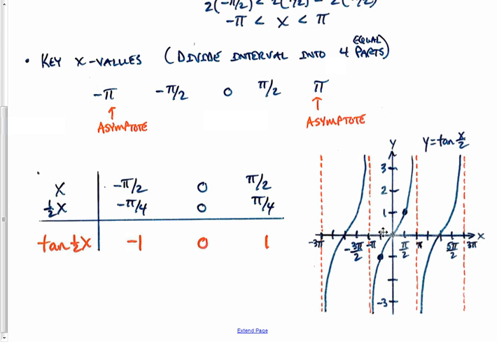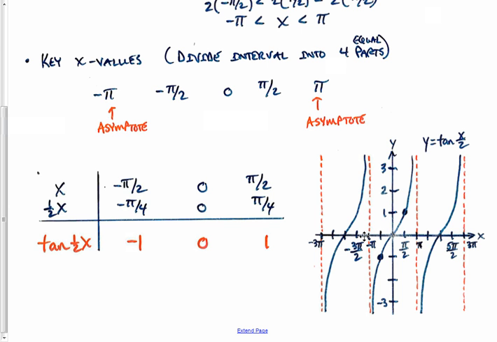At negative pi over 2, which is this x value, I had a y value of -1, so this point. At x equals 0, I had a y value of 0, so 0, 0 is on the graph. And if x is pi over 2, then my y value, the tangent of 1/2 of x, is 1, so it's this point. I know these two are vertical asymptotes, so I knew my graph had to look this way. After I drew this one cycle, I extended it to the right and to the left.